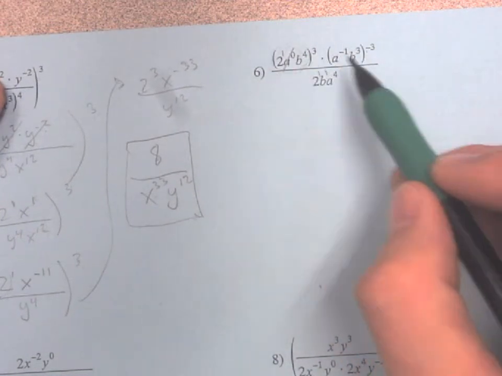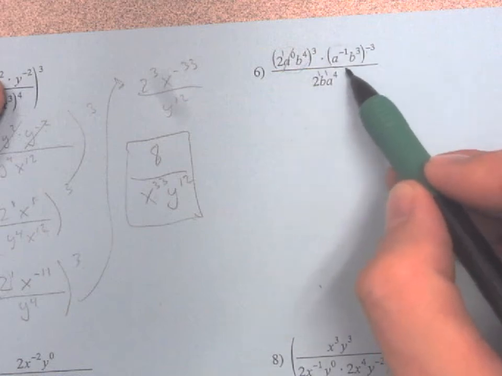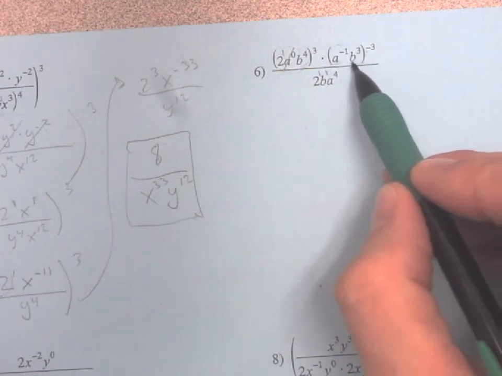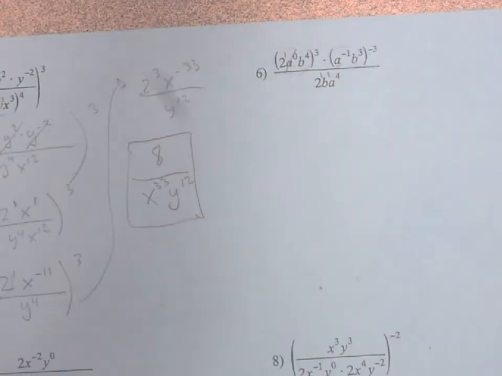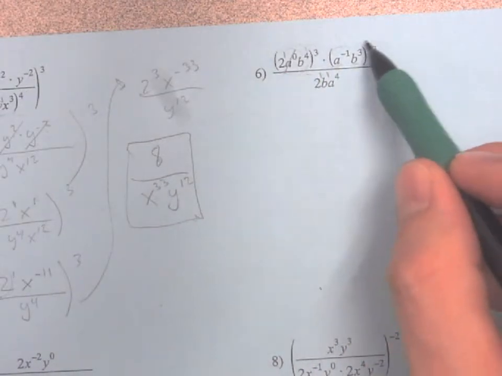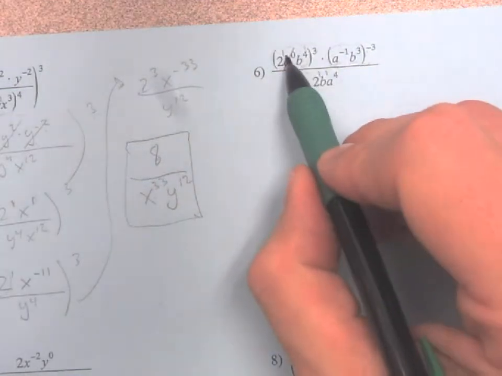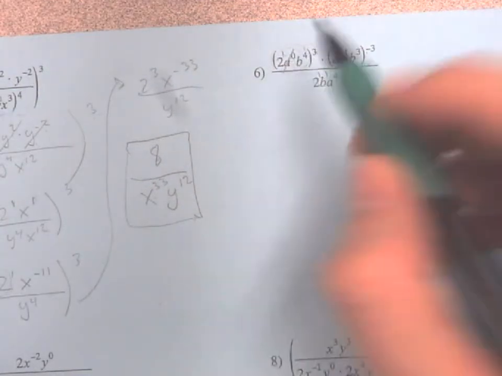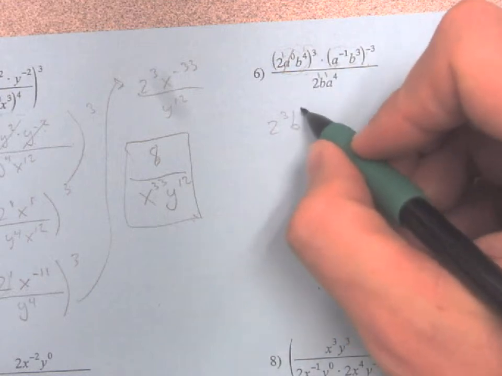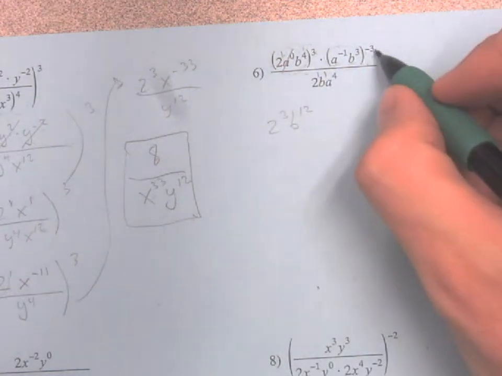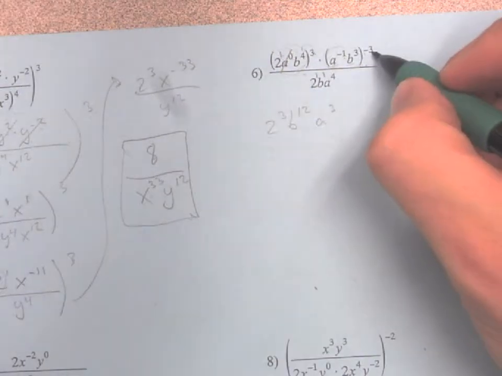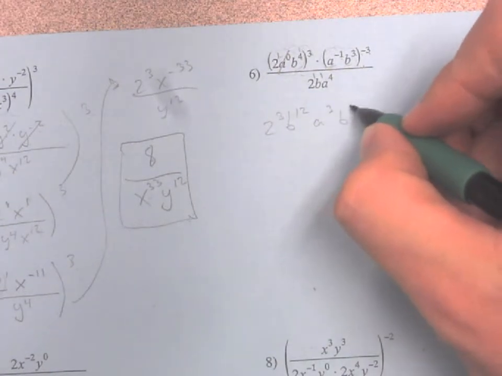But there's nothing to do in here, because we have just one set of a's and one set of b's. So the next step is to remove these parentheses by multiplying the exponents. Okay, so 1 times 3 is 3, so 2 to the third. 3 times 4 is 12, so b to the 12. Negative 3 times negative 1 is positive 3. And then negative 3 times 3 is negative 9.